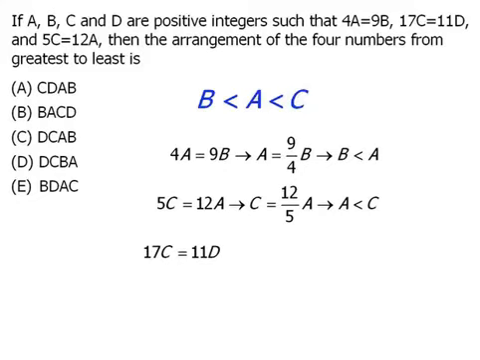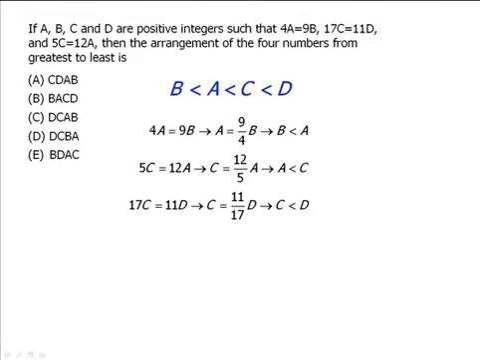Finally, we'll examine the second equation. If we divide both sides here by 17, we get c equals 11/17 times d, which means d must be larger than c. So we'll add this to our top inequality. So now we see that b is our smallest number and d is our largest number. Keep in mind that we need to arrange these numbers from greatest to least, so our answer must be c.